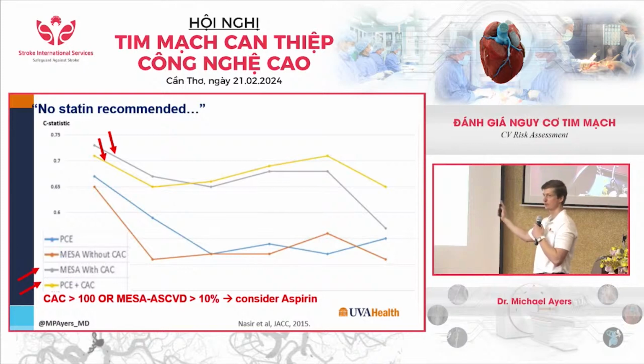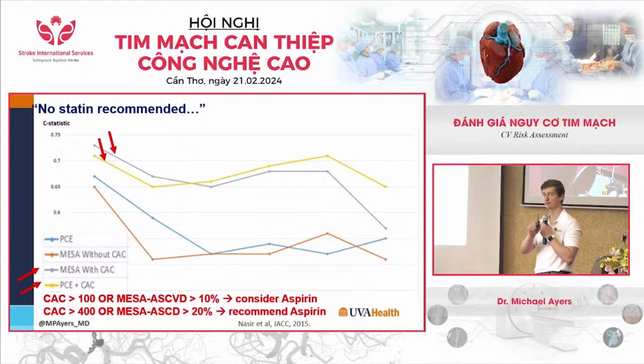Not the point of the talk, but when your calcium's higher than 100, you likely benefit from aspirin, primary prevention aspirin. And when your calcium score is higher than 400, I recommend aspirin because you're essentially secondary prevention. So again, it's helpful in using calcium score to determine what therapies to give the patient.